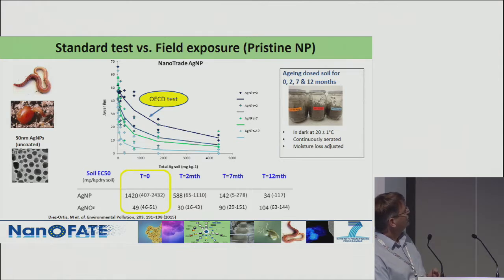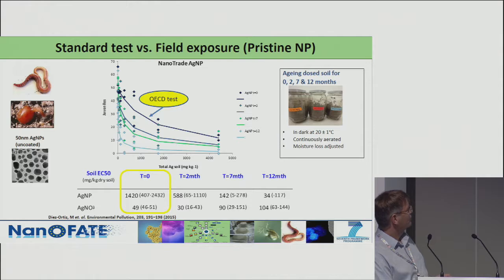You can see that the toxicity isn't great at the start, where we have no time progression. So the nanomaterial appears to have an EC50 of 1400 milligrams per kilogram, where silver has an EC50 of 50.